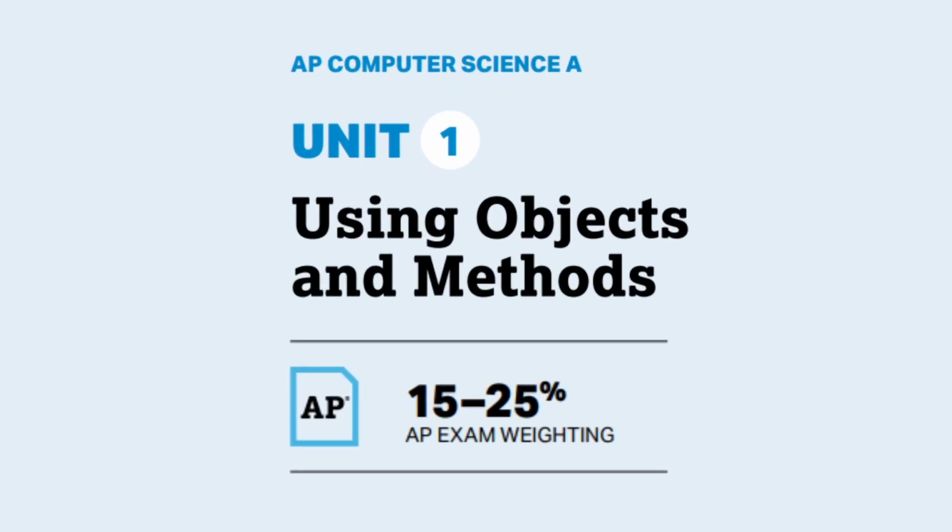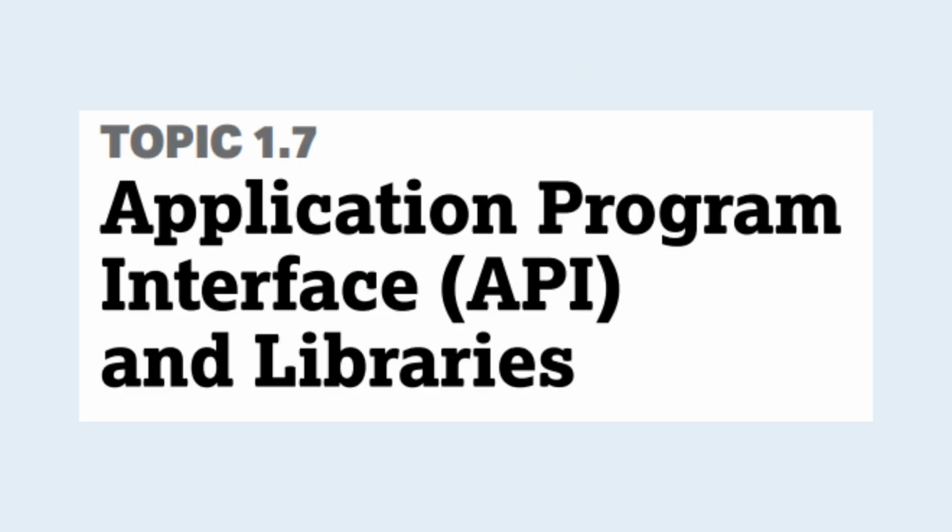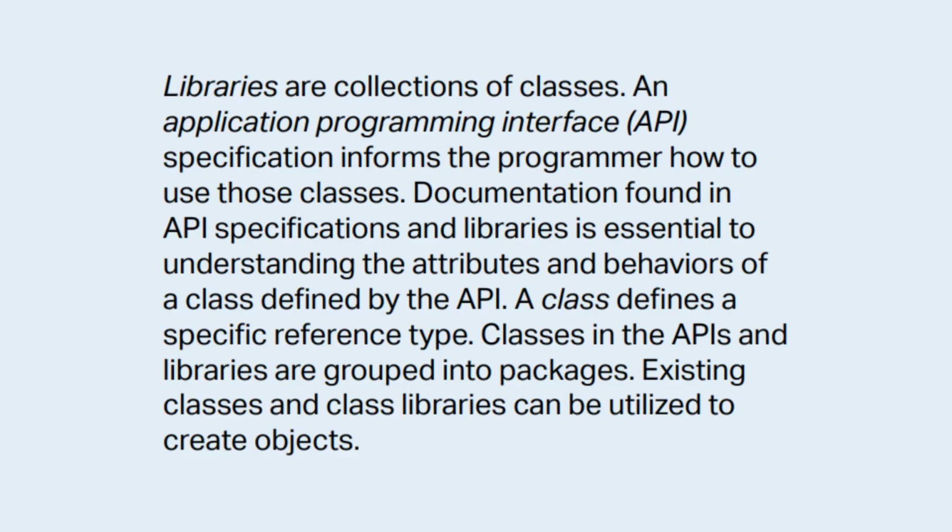Welcome back to Unit 1, using objects and methods, making up 15 to 25% of the exam. And in this video, we're going to be covering topic 1.7, Application Program Interface and Libraries. Libraries are collections of classes. An application programming interface specification informs the programmer how to use those classes.